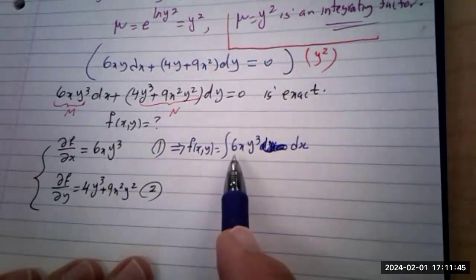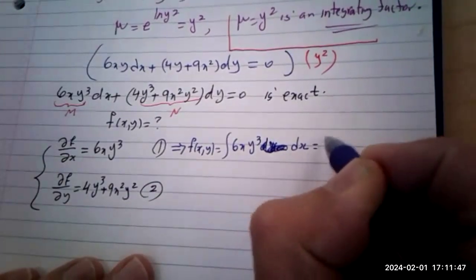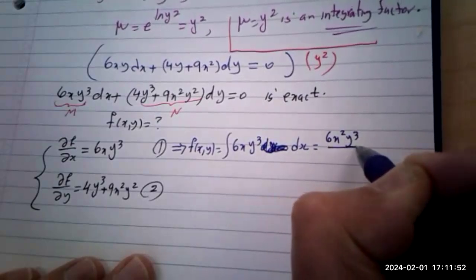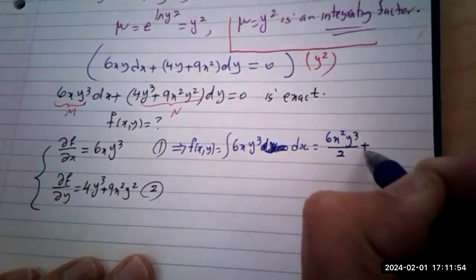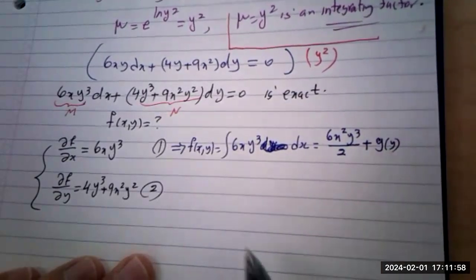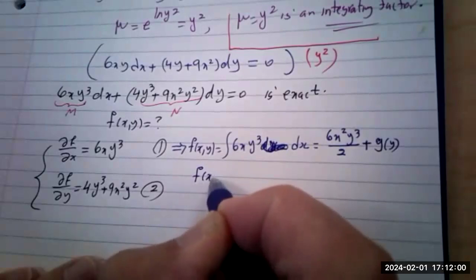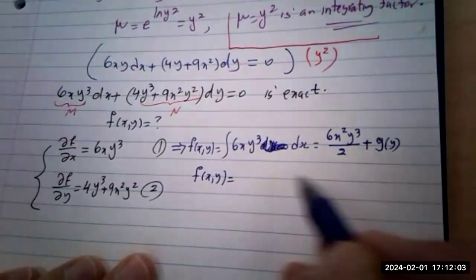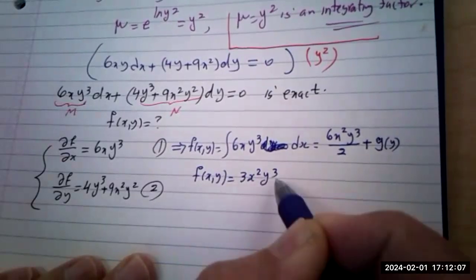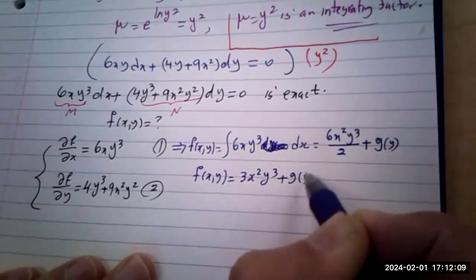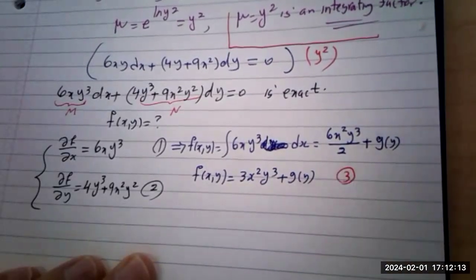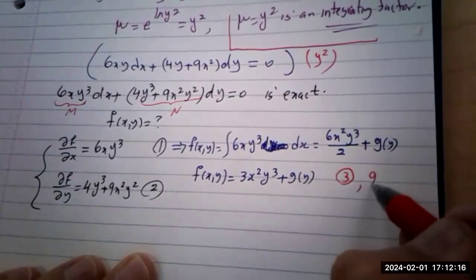Now that's easier. 6x would be what? It would be 6x squared y cubed divided by 2 plus a constant. Now the constant would be a function of y, g of y. So far, f of x, y would be 3x squared y cubed plus g of y. Okay, this is equation number 3 that we have. Now the question is going to be, what is g of y?